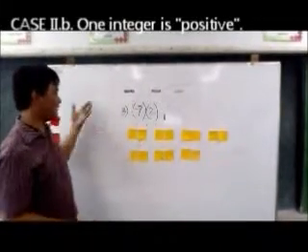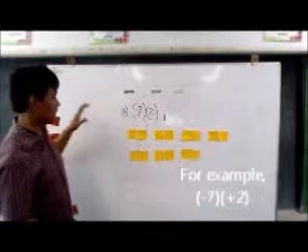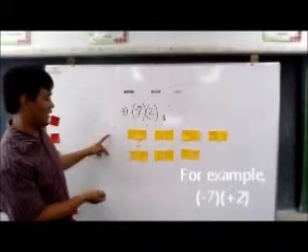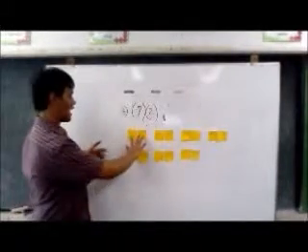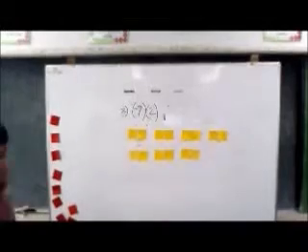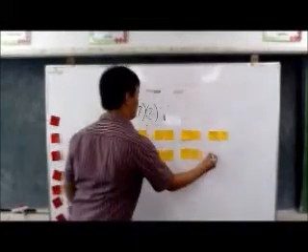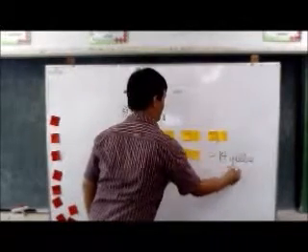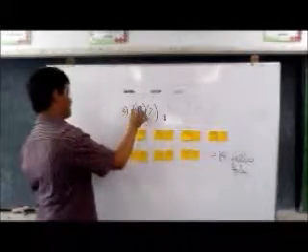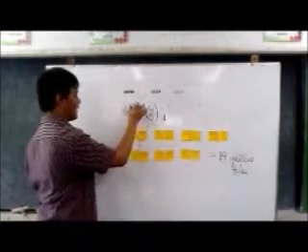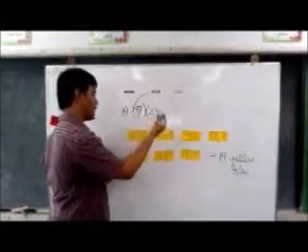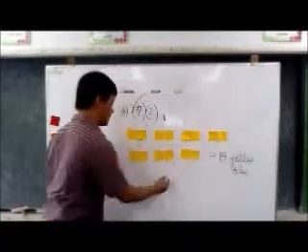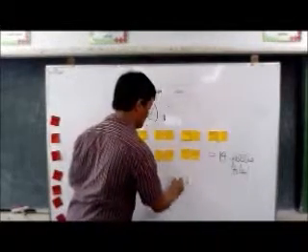This time we have negative 7 times 2. So we have to add 7 groups of 2 positive yellow tiles. Adding them up together, we have 14 yellow tiles. But then we have the negative sign here, which means we have to take the opposite of 14 yellow tiles. So for the final answer, we have negative 14.